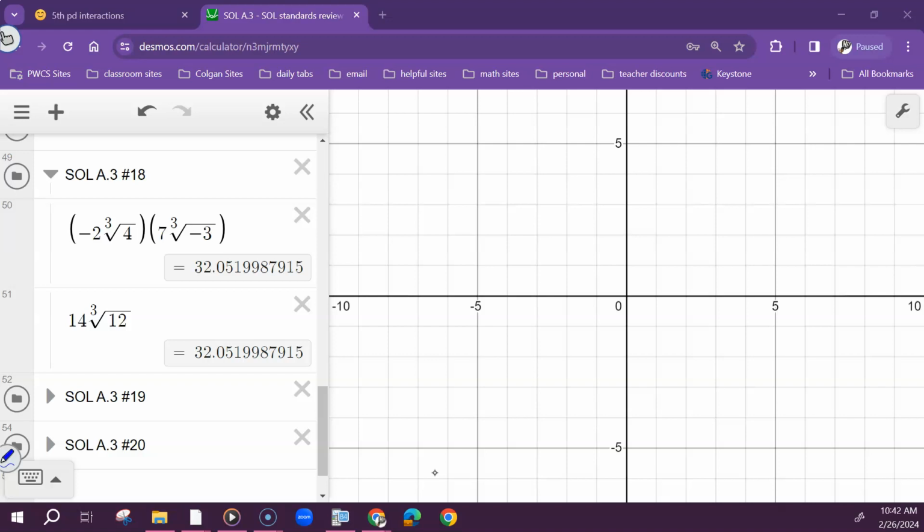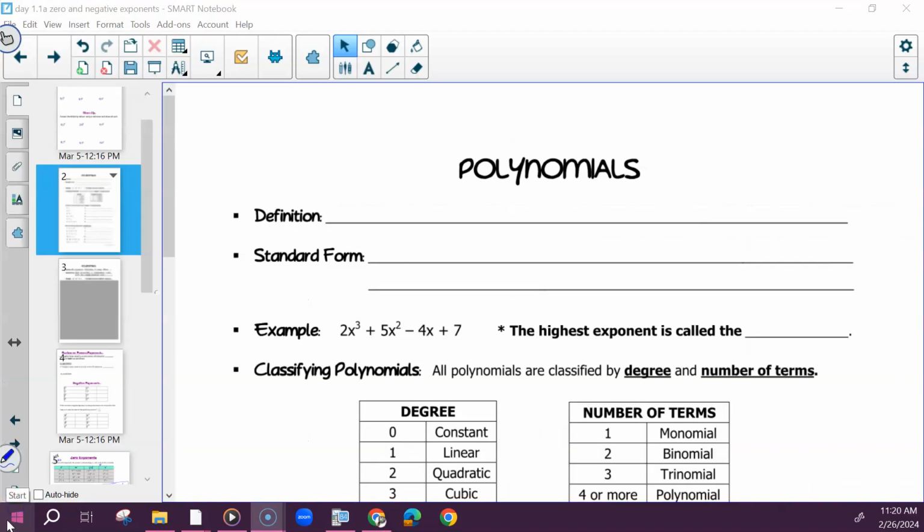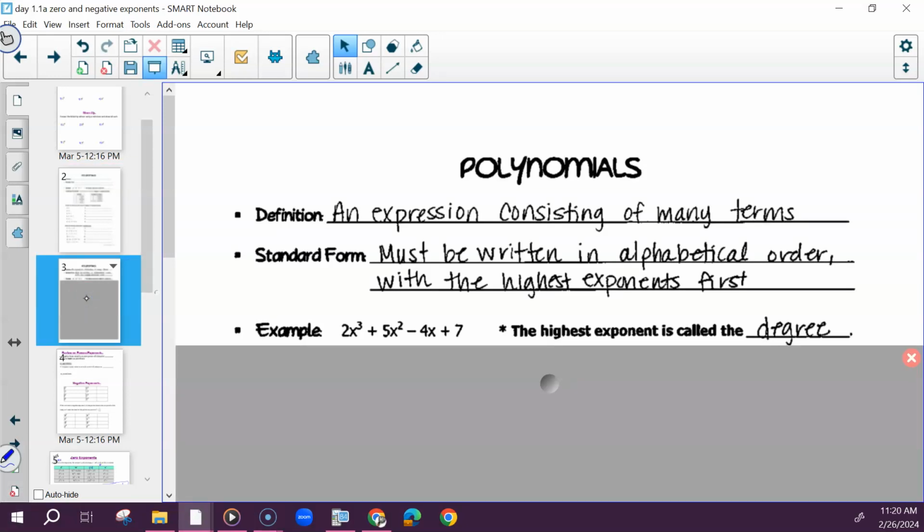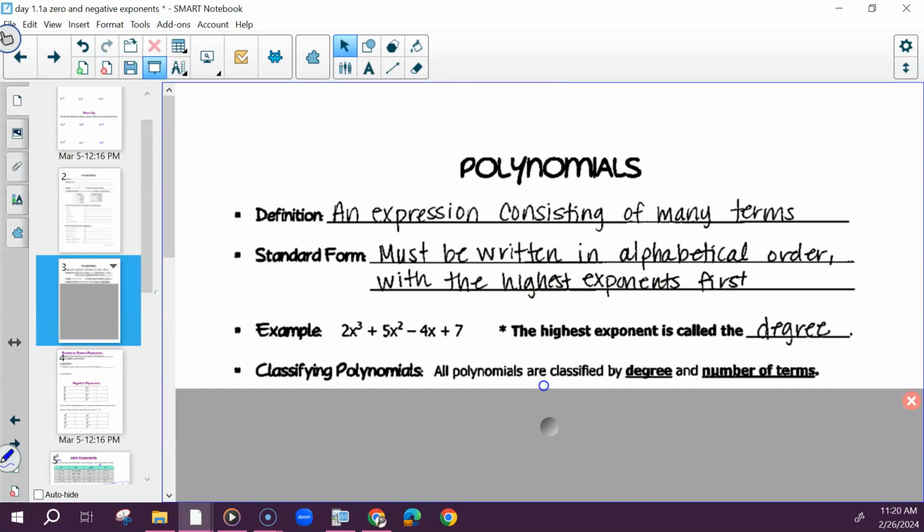Alright, the bell's going. Okay, so we're going to start classifying polynomials and talking about exponents today. I'm going to have you guys write down this definition. So polynomials are an expression that consists of many terms. When we talk about polynomials in general, that's like the overlapping umbrella of all of this. But there's also specific definitions with polynomials as well. And when we write or deal with polynomials, they have to be written in ABC order with the highest exponent first. We'll talk more about that here in a moment.